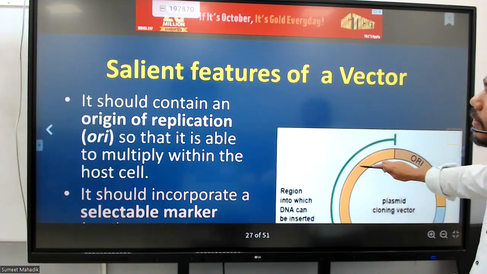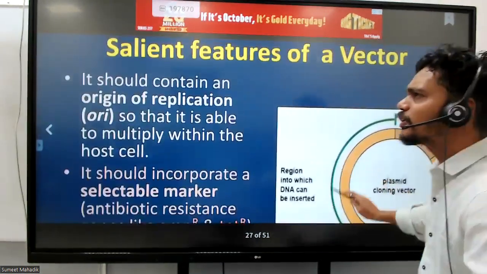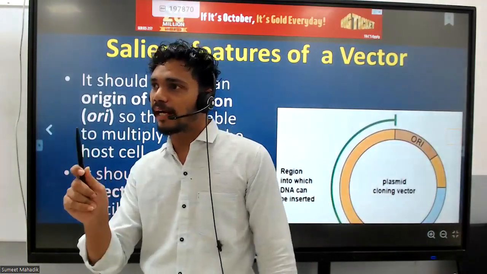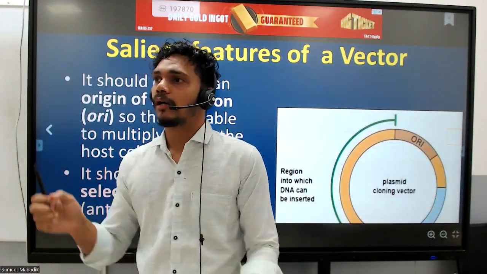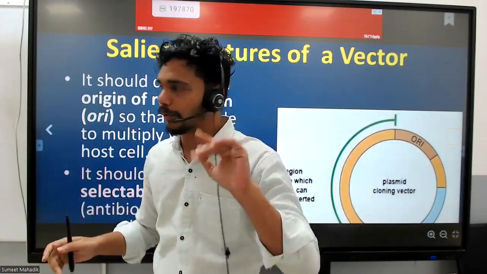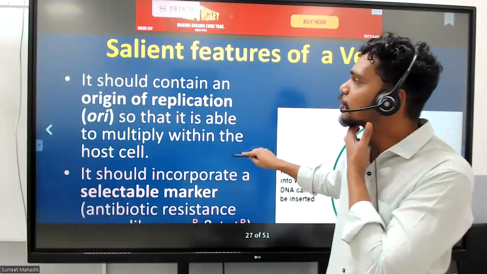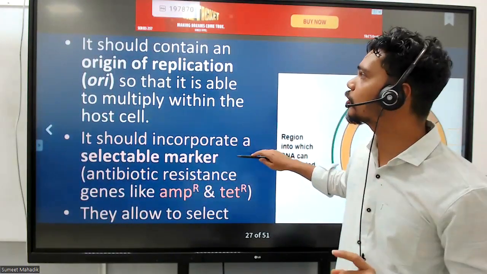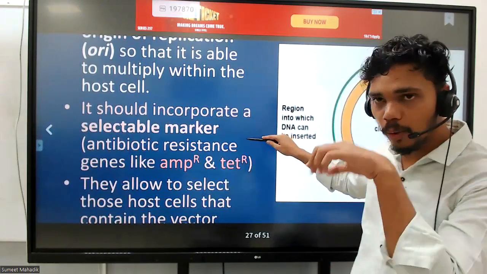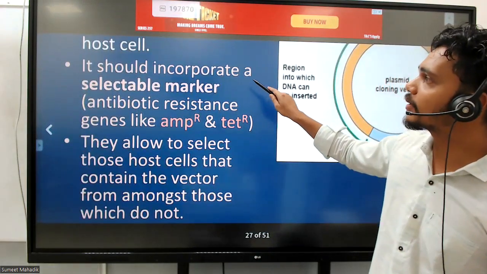Now we're going to talk about the salient features of the vector. A vector should be non-reacting towards the desired gene. That is the first point. It should contain an origin of replication so that it is able to multiply within the host cell. It should incorporate a selectable marker.